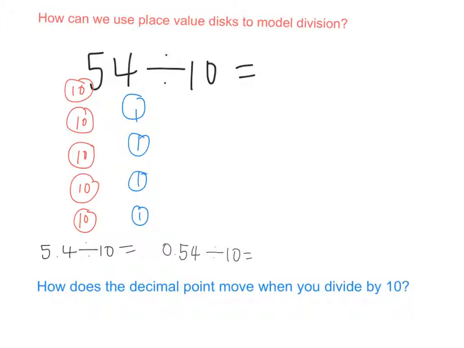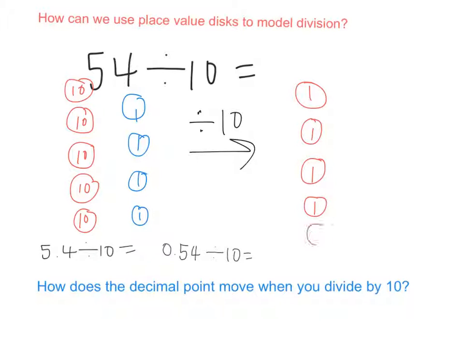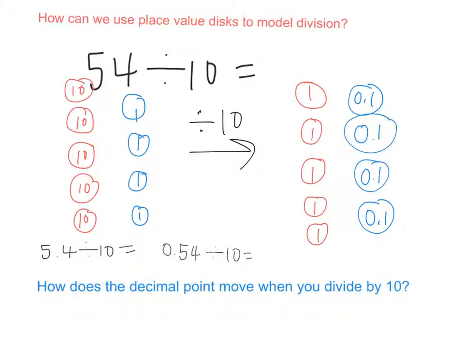Now, if I want to divide each of those discs by 10, what's 10 divided by 10? 1. So all these tens discs become ones. So how many ones discs do I have? 5. And then all the ones discs, if I divide 1 by 10, what do I get? 1 tenth. So how many 1/10 discs do I have? 4. So therefore, 54 divided by 10 is, how many ones do I have? 5. And how many tenths do I have? 4. So the answer is 5 4 tenths.